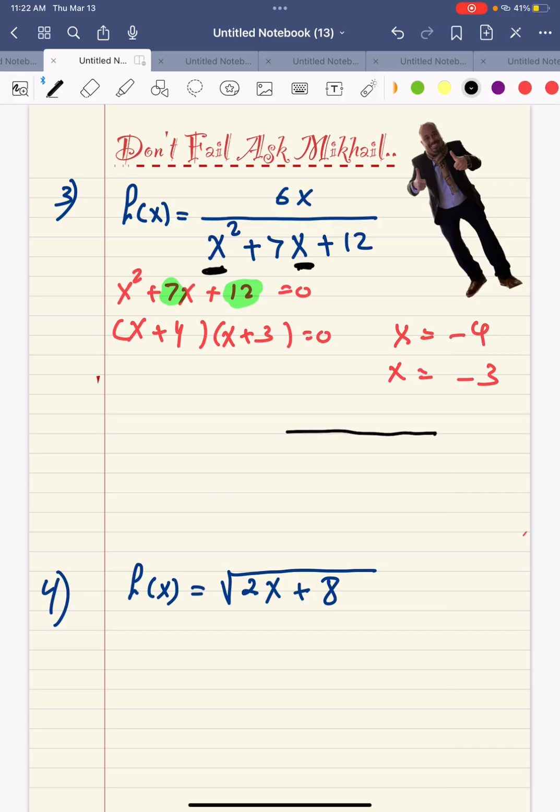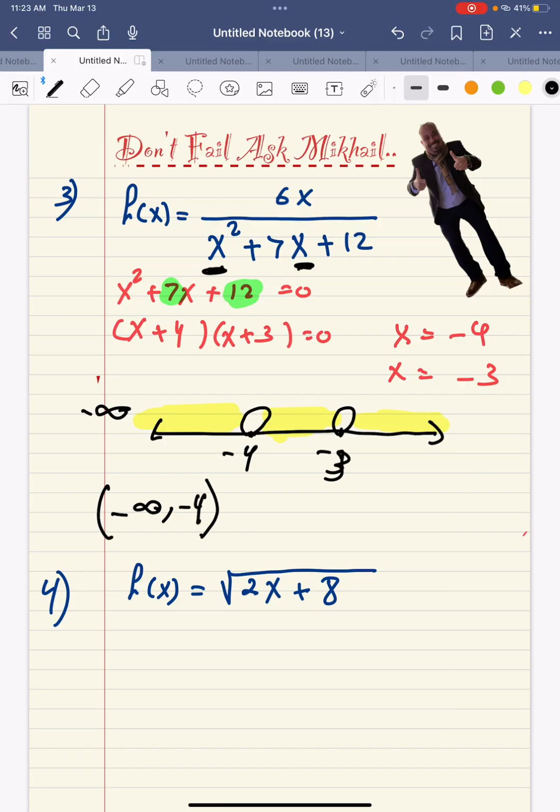So if I put a number line, I have negative 4, negative 3, put a circle. I want to say that the domain is everything but these two numbers. Domain is this, and this. So I have three different domains now. The first one is from negative infinity to negative 4, parentheses. The other one is negative 4 to negative 3, parentheses. Then negative 3 to infinity. And guess what? We just put in between the U for the word union.